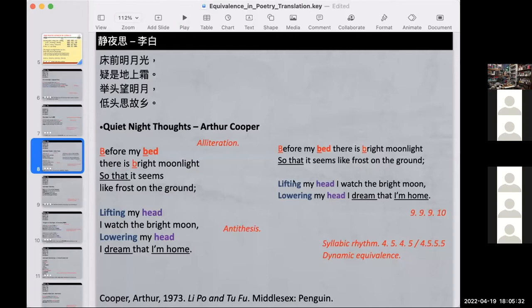You can also write it this way: Before my bed, there is bright moonlight, so that it seems like frost on the ground. Lifting my head, I watch the bright moon. Lowering my head, I dream that I'm home. You can also write it this way, but he preferred, I have his book, he preferred to translate it in 2 stanzas.